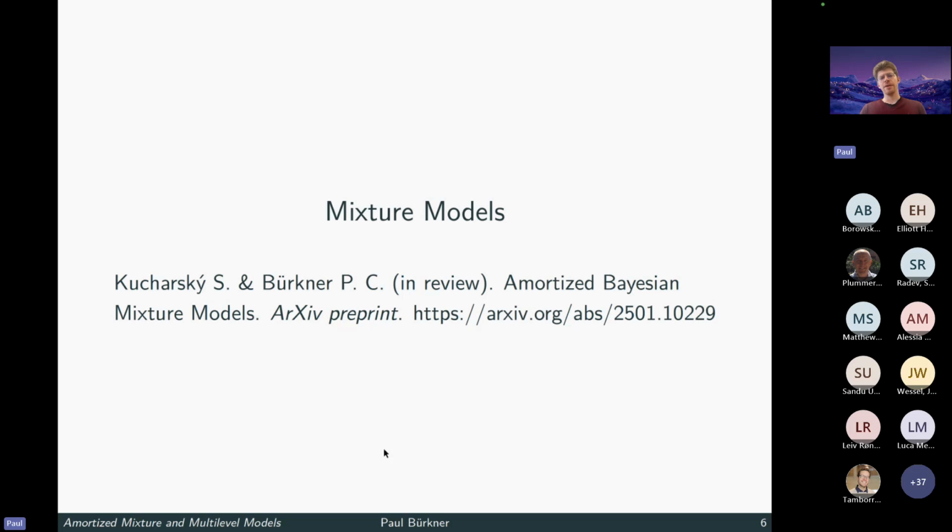Okay, so the first case I'm going to talk about is mixture models. That's a paper of Simon and me, which we recently put on arXiv, and it is currently in review. I will put the slides later on my website, so I don't know if you're missing the link or you just want to check something, it's going to be online on my website later on this afternoon.